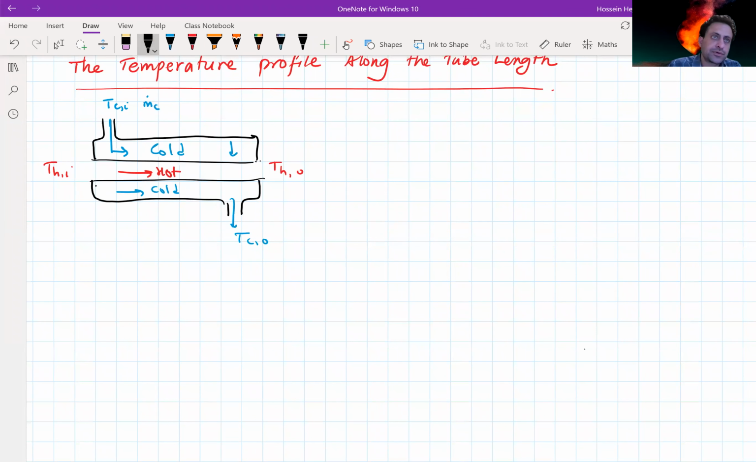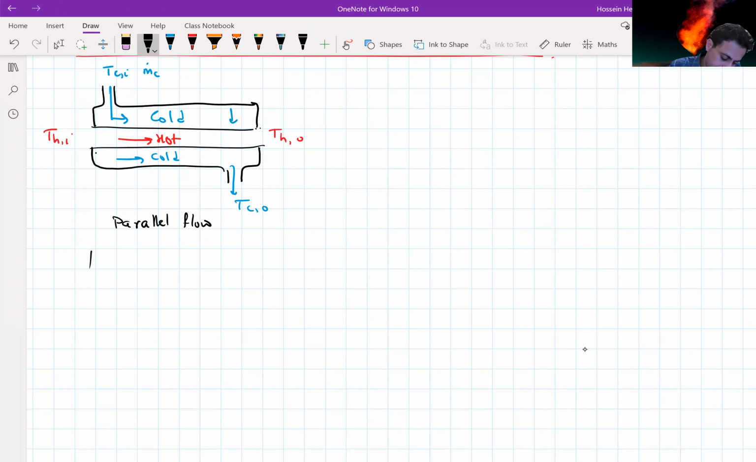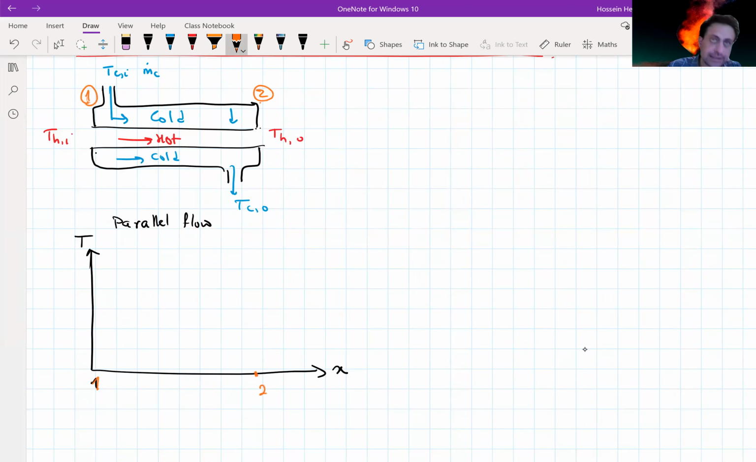If I look at the temperature profile for this system, so this is the parallel or co-current flow. Now, if this is temperature, this is X, let's call the inlet point 1, and this is at point 2, so I'm just going to call it 1 and 2 along the length of the heat exchanger that we have, and let's say this is L for the length of the heat exchanger.